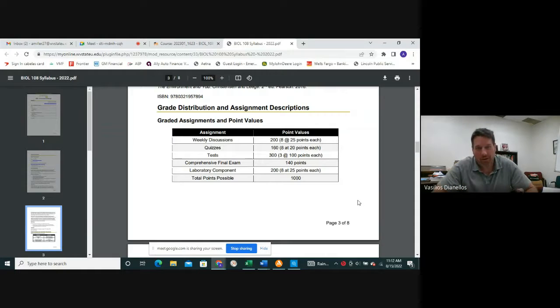Or another way of looking at it is if you're a really weak student and you would normally have 500 points at the end of the course, which is failing, the discussions can bump you up to 700, which would be a C. So depends on how you look at it. It can help you or it can hurt you. But anyway, it's mathematically important.